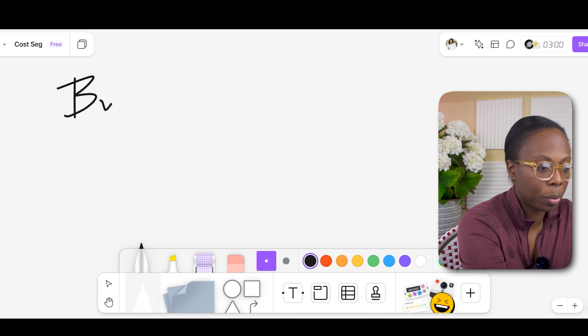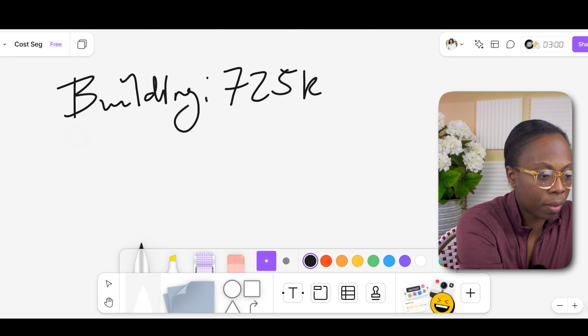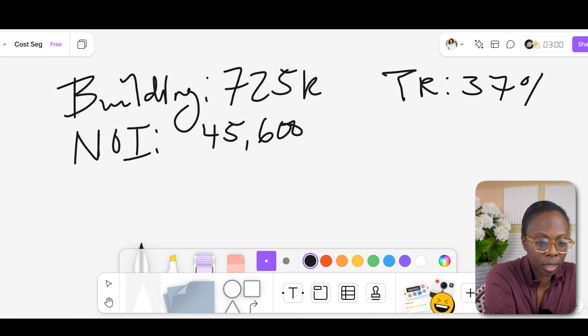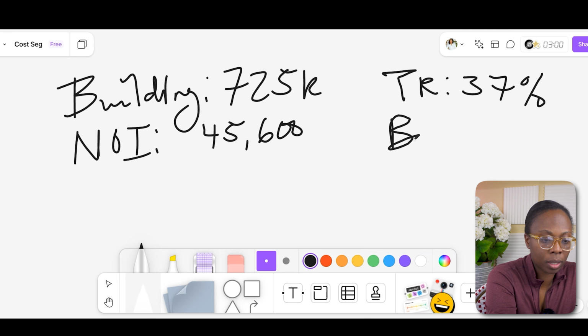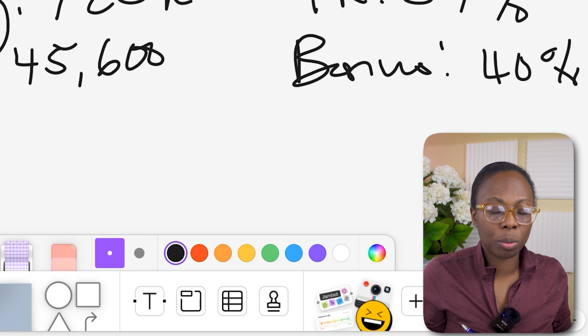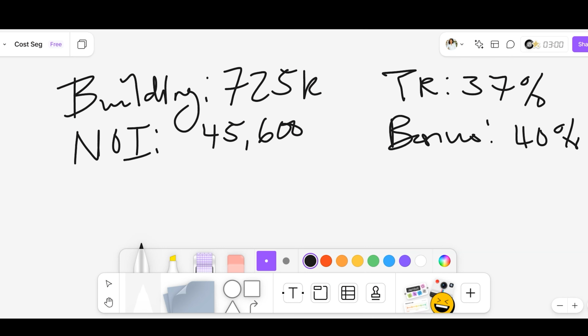And so we have a building, and this building is worth $725K. We have a NOI, or net operating income, for this property for the year. Let's assume our tax rate is 37%. We are going to take bonus, and this will come into play a little bit later. That's 40%. And then we have our breakdown of what we were able to pull forward with the cost segregation. All right, so we have the basis of our problem here, and let's take this a little further so you can see exactly how this works.